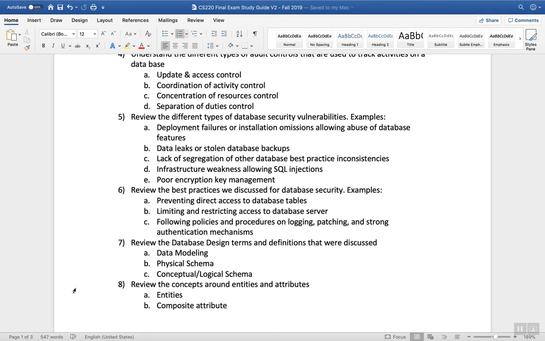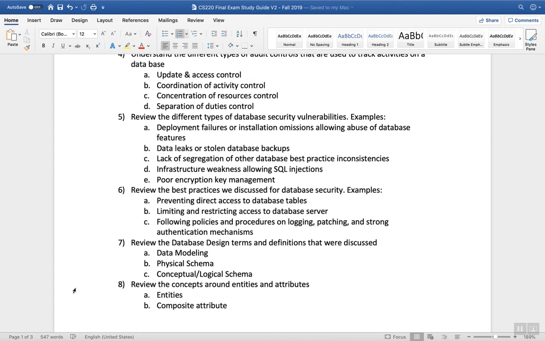Limiting and restricting access to the database server itself. The idea of physical access basically gives you 85% of the way of cracking the system, 90%. So, physical access is a critical factor. A lot of times it gets overlooked. Right? And then following the procedures, defining the procedures and following.